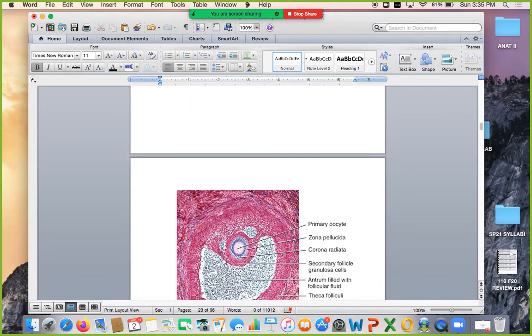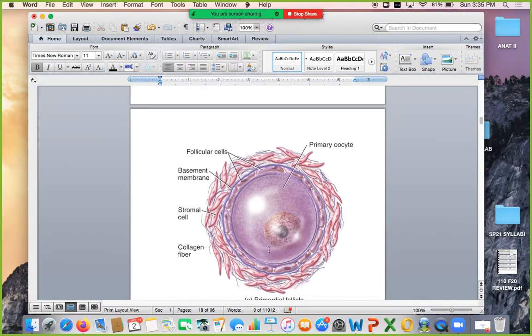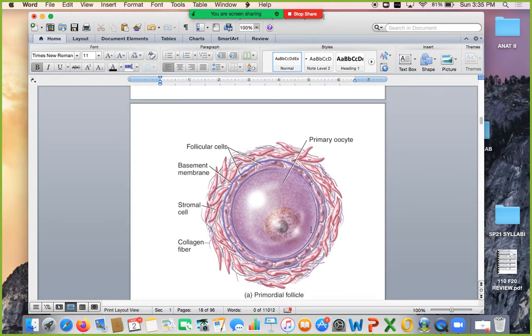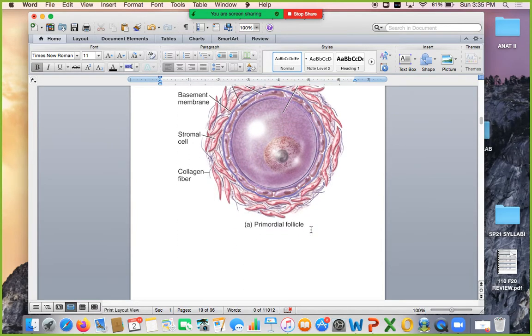All right, so I'm going to start you all the way back at the beginning here, which starts us with the primordial follicle. It's going to be surrounded by follicular cells on the outside. Follicular cells are going to be here in purple. And then that whole thing is going to be surrounded by stromal cells. That primordial follicle is going to be arrested in that stage from the point of delivery of the infant all the way on until puberty.